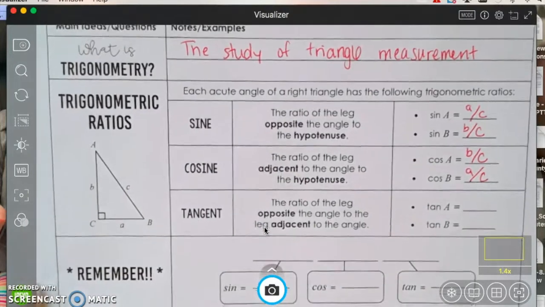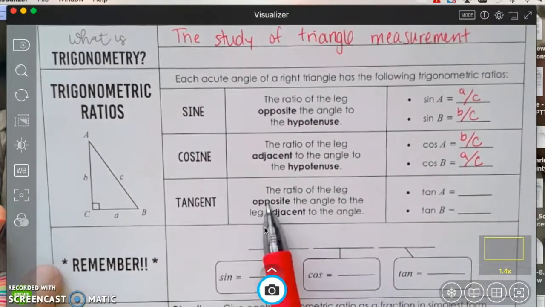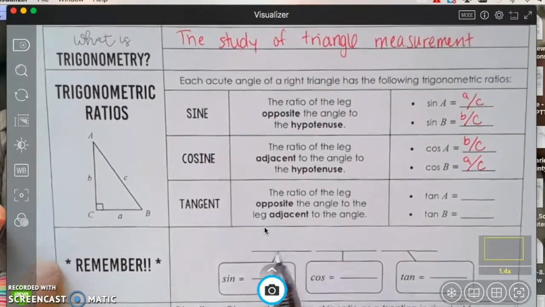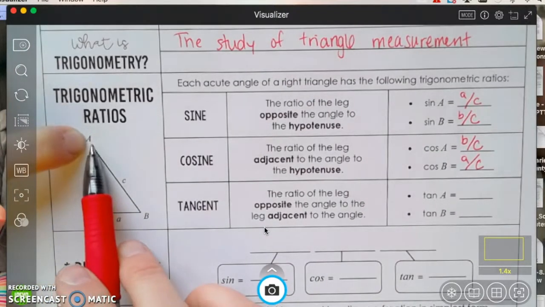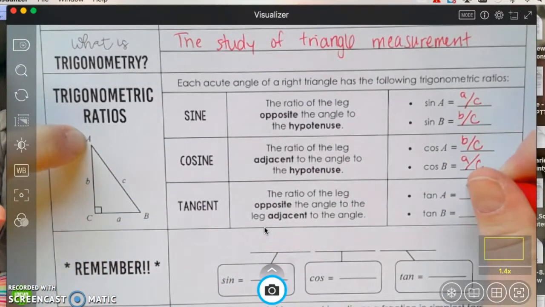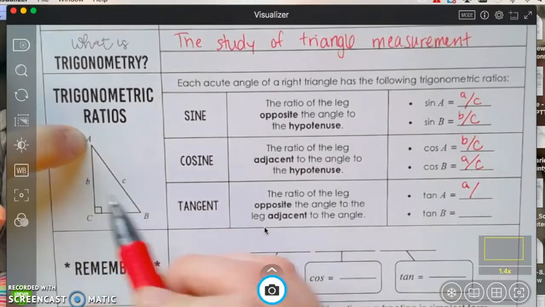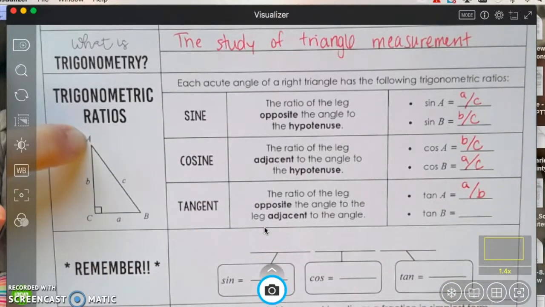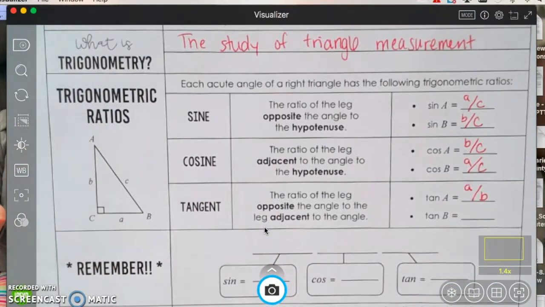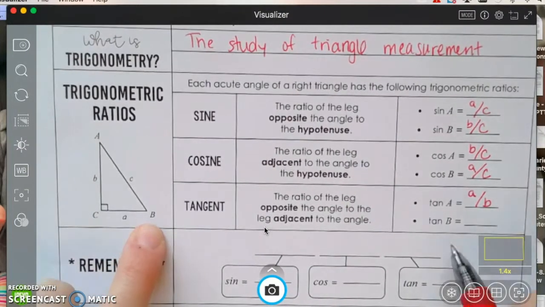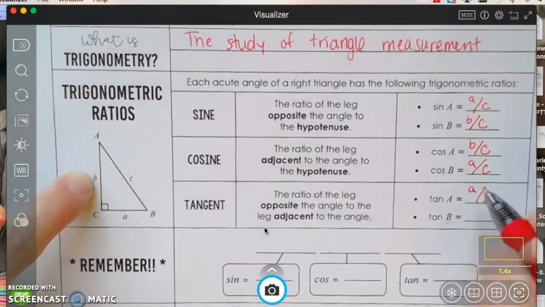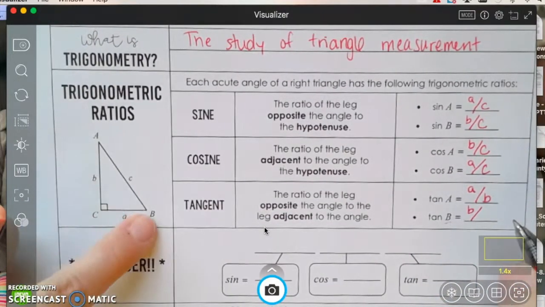All right, last one is tangent. So tangent, that is opposite over adjacent. If I look at angle A, the opposite leg would be side A. Adjacent then would be side B. Now if I look at angle B down here, we're talking about the tangent of B. Opposite leg would be B, and then adjacent leg would be A.